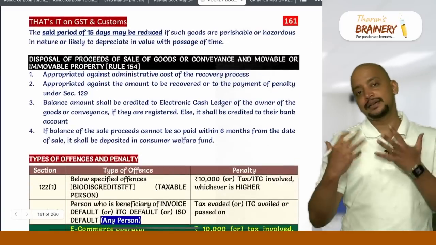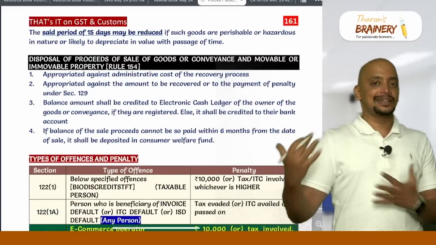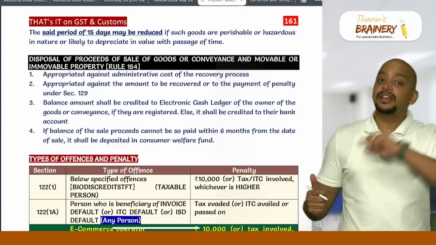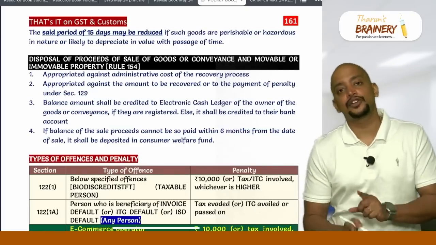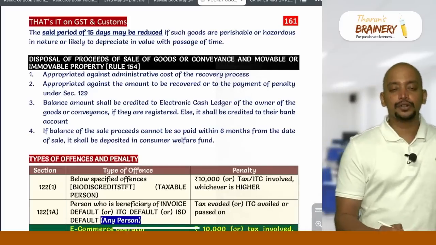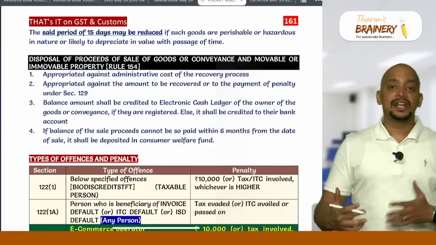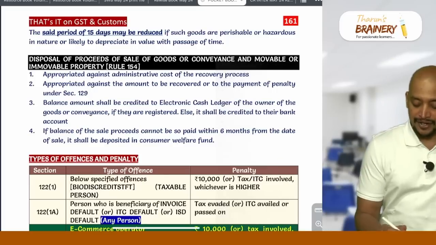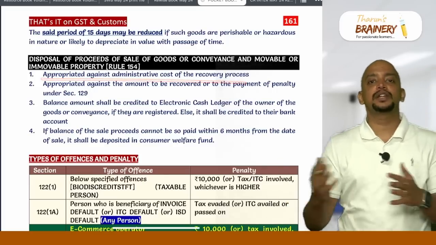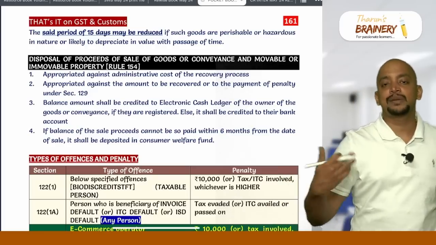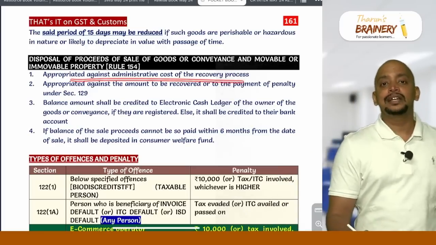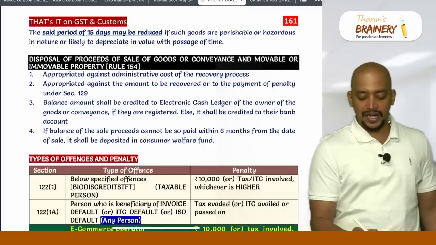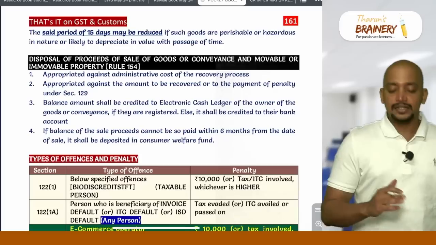Now they are realizing some money by selling that. Can it be entirely retained by the department? No, because in the previous case they passed a confiscation order. Here they did not pass a confiscation order. So whenever 15 days pass without payment of penalty, they will dispose of the goods by auction, and first the proceeds will be adjusted towards the recovery process. That is, while conducting the auction, some expenses will be incurred. So for that, and then the payment of penalty under 129. The balance amount will be given to the electronic cash ledger of the owner of the goods if they are registered.